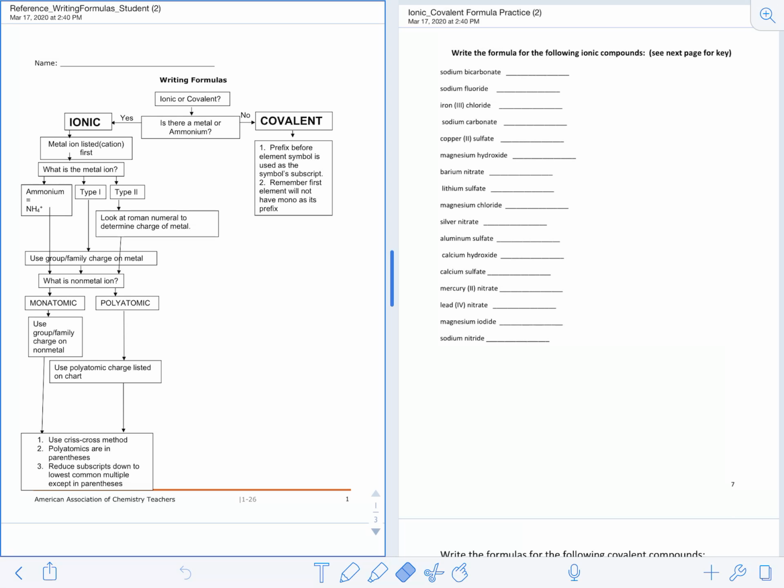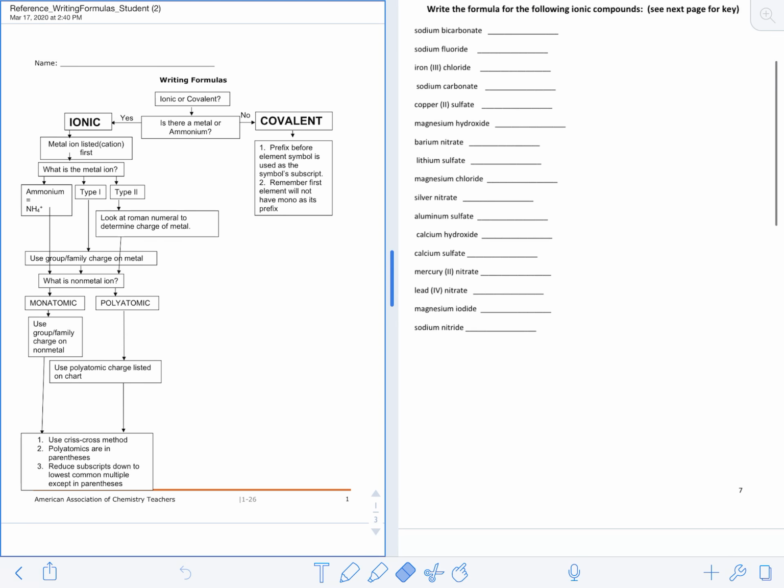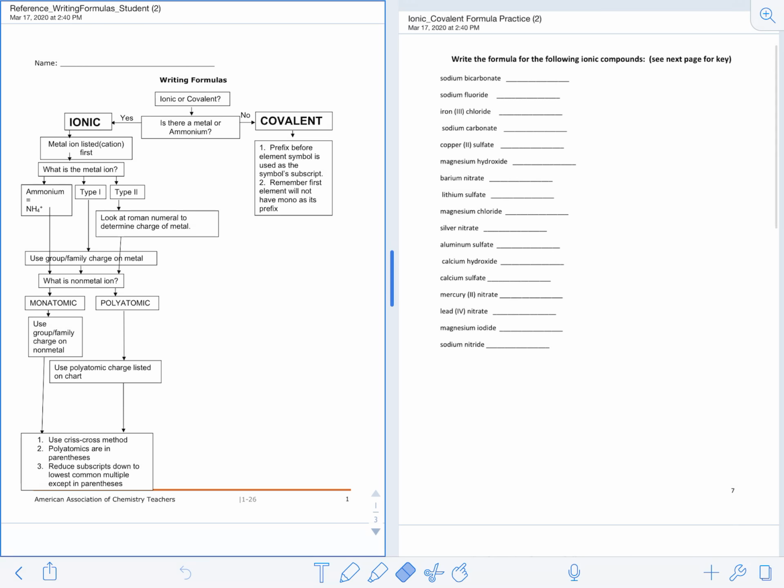So in this video, we are going to work together on how to write ionic or covalent formulas from names. Sometimes that's a very challenging topic for students to figure out. On the left here, I have a reference that I included with the assignment, and it goes through a flow chart that you can use to figure out what kind of compound you have. The nice thing is I broke up this assignment so you know whether it's covalent or ionic. But on a quiz, you might have to figure out whether it's ionic or covalent.